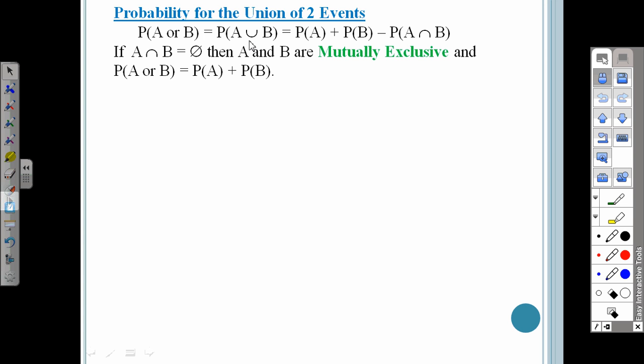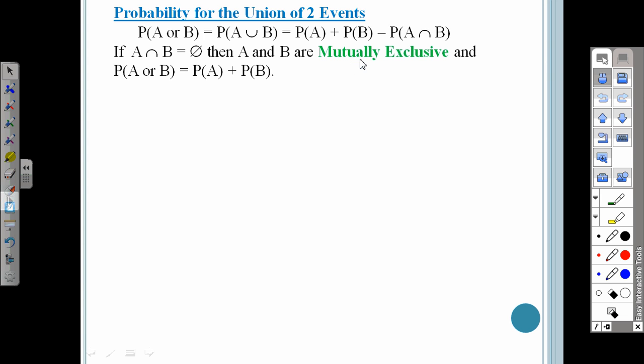So we have a formula to figure out the probability of the union of two events, and that is to take the probability of A, add it to the probability of B, and then subtract the probability of A and B happening at the same time. What's interesting is that sometimes A and B happening never happens. There's never any intersection between the two sets of A and B, and we call those things mutually exclusive.